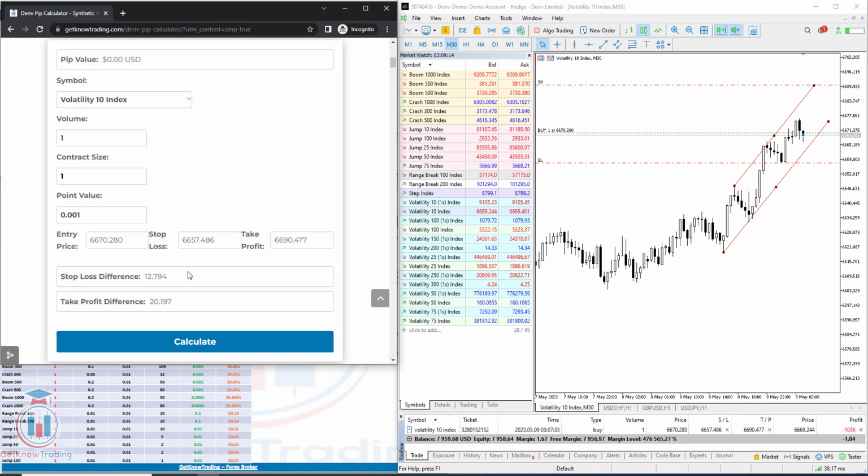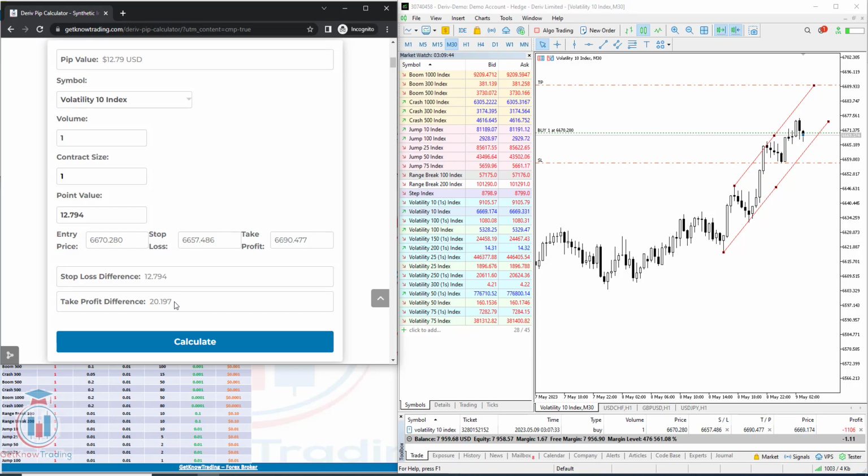And the take profit difference is the difference between the entry price and the take profit. So if you would like to calculate how much the stop loss would be, you simply copy this 12.794 here where the point value is and click calculate. Immediately in the Pip value, on the upper side, you will get the value. So when you go back to the chart and check what the stop loss value is, you will see that the profit would be minus 12.79, which is the same value we have here in the Pip calculator.